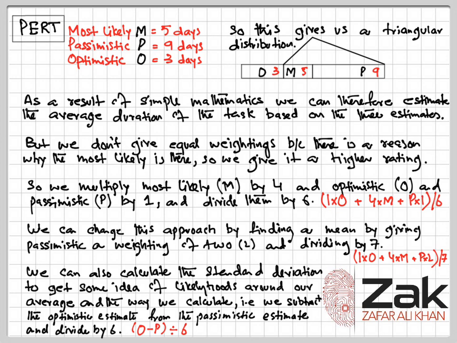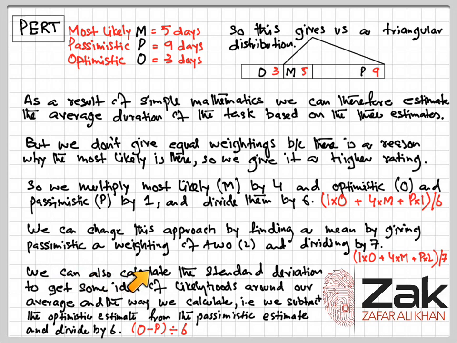We can give more weightage to optimistic and pessimistic than most likely, and that can be the case. It will be given in the exam question if it is that case. Otherwise, it is always that optimistic is given 1 weightage, pessimistic is given 1, whereas most likely is always given 4. We can change this approach by finding a mean by giving pessimistic a weightage of 2 and dividing by 7. That can also be done.